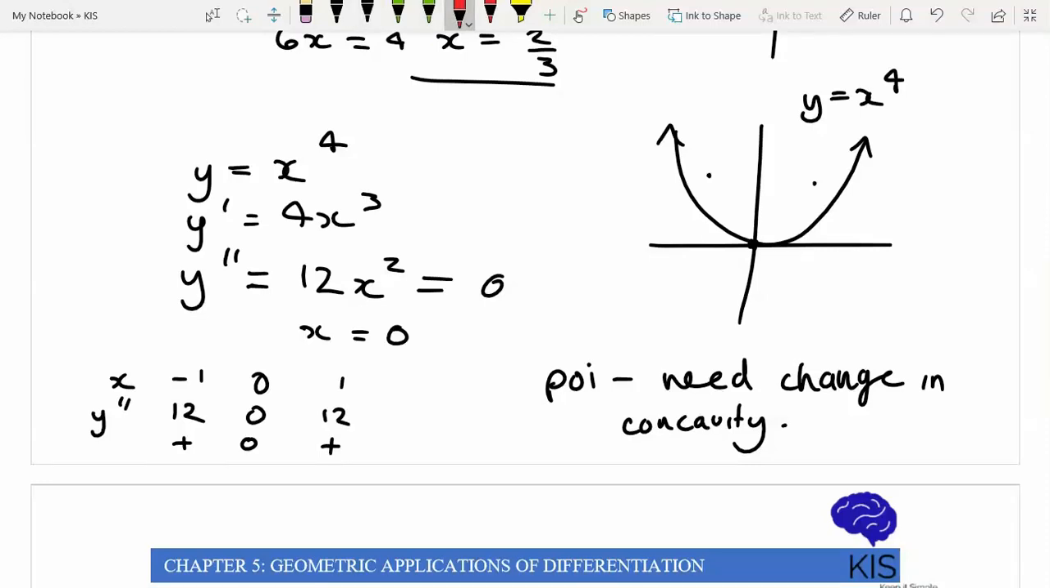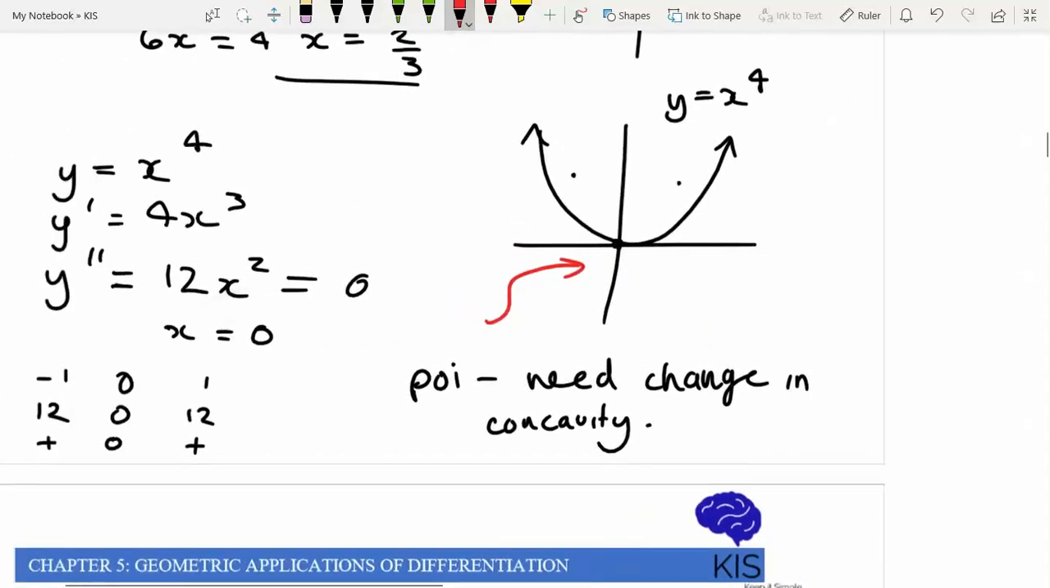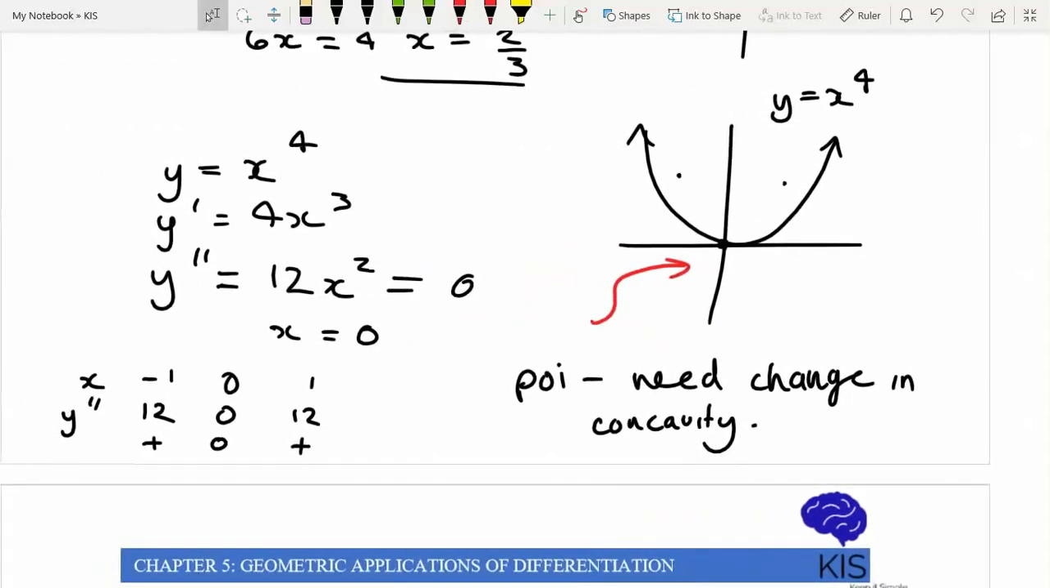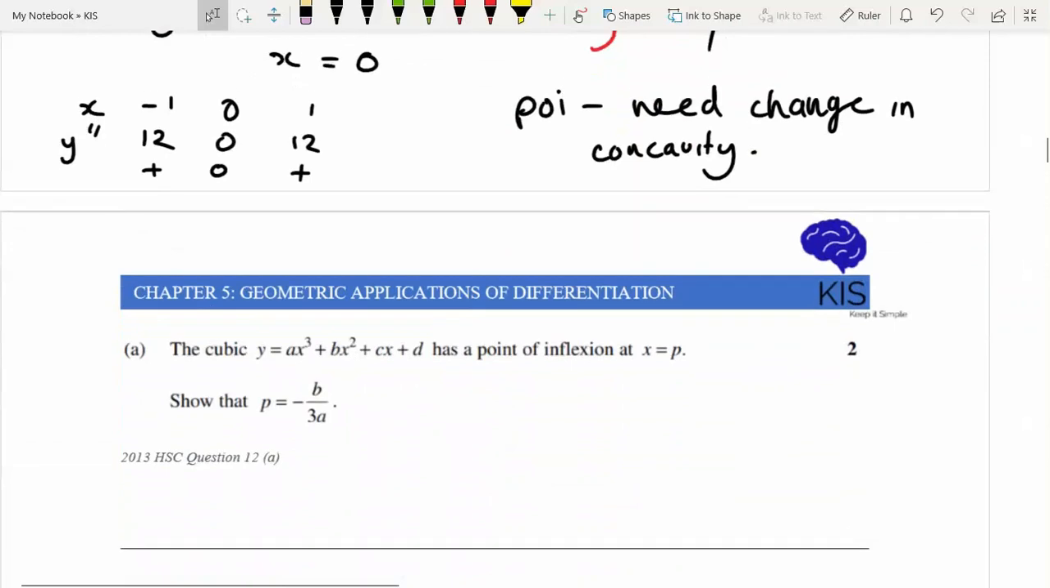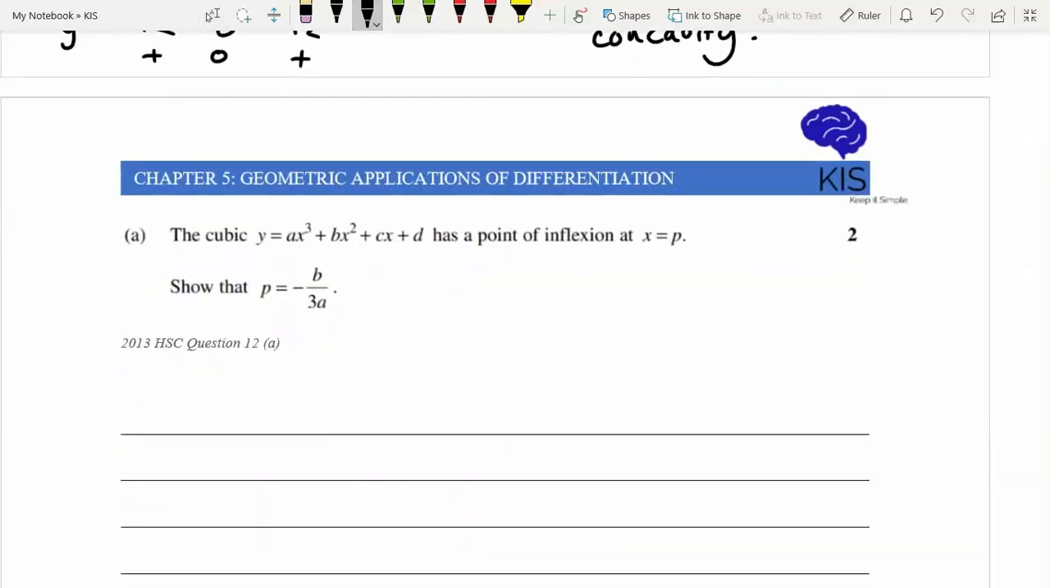And the thing that's actually causing this weird funky thing to happen here is we actually have a double point of inflection on the same point. You don't need to worry about that. That's not something that's tested. It just may be good to know that that's the reason that it's occurring. Okay, let's have a look at some past paper questions.